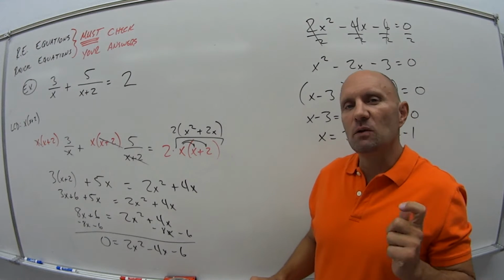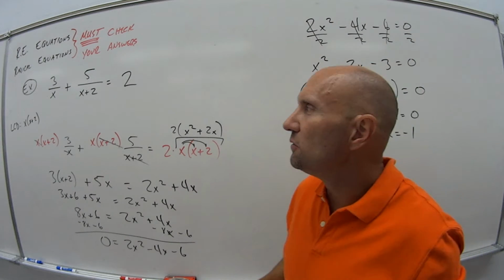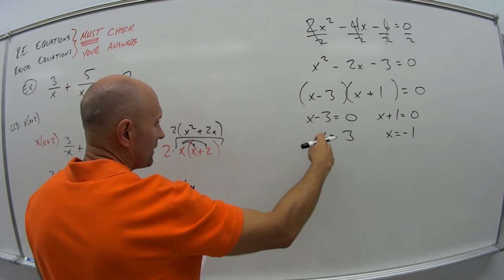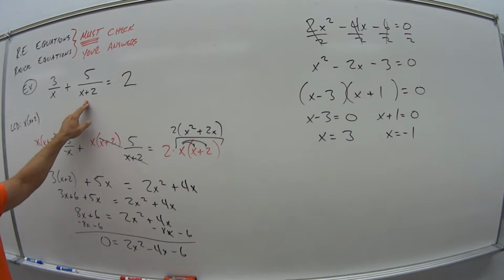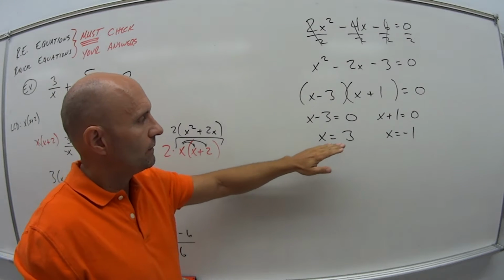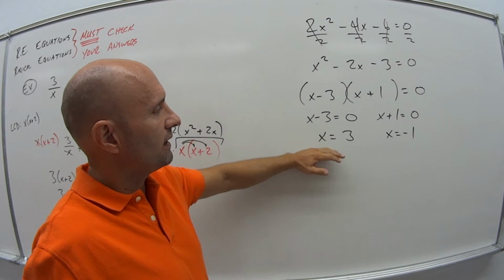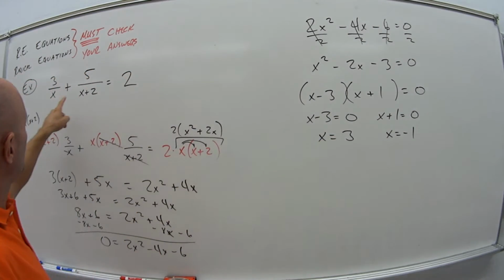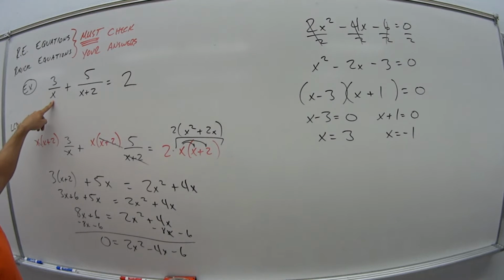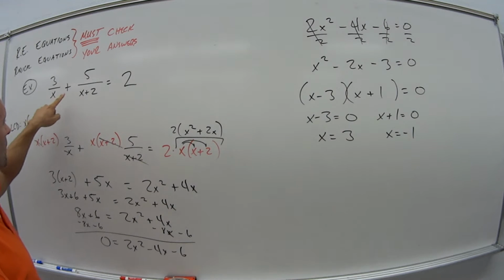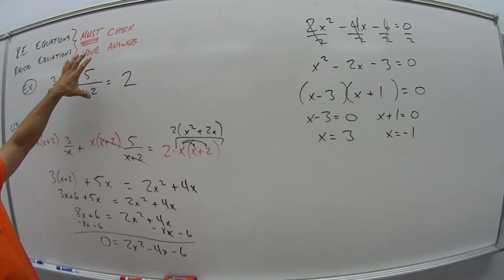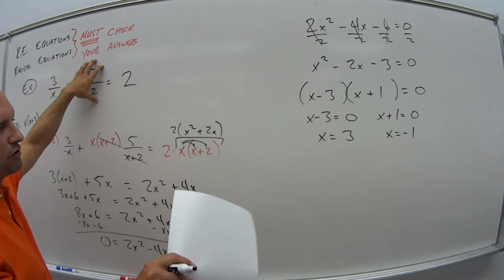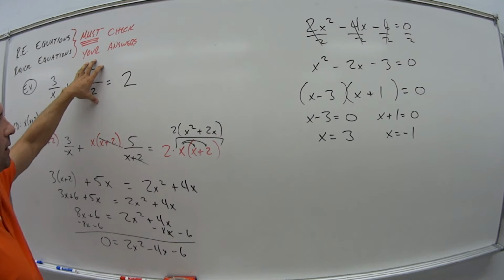And specifically, what do I need to check? Well, I need to make sure that whatever answer I got here doesn't cause me to get a 0 in the denominator. So if I would have ended up with x equals negative 2, well, if I put negative 2 in this first term, that's fine. I can have a negative 2 in the denominator. But if I plug it in here, negative 2 plus 2 is 0. That would make this guy undefined, which means negative 2 is not an acceptable answer.